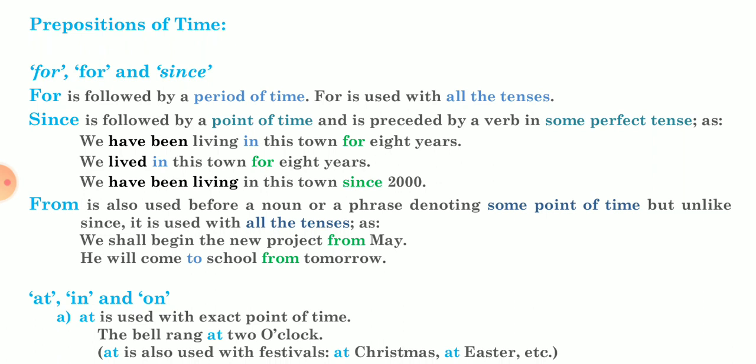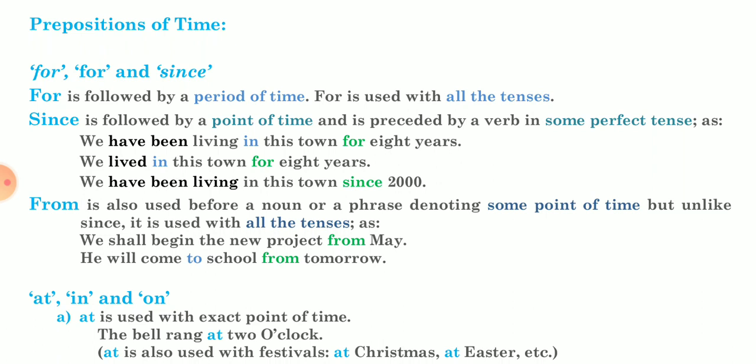For is followed by a period of time. For is used with all the tenses. If you know the tenses, then you can understand that it is used with all the tenses and is followed by a period of time. And since is followed by a point of time and is preceded by a verb in some perfect tense. You know very well what the perfect tenses are.